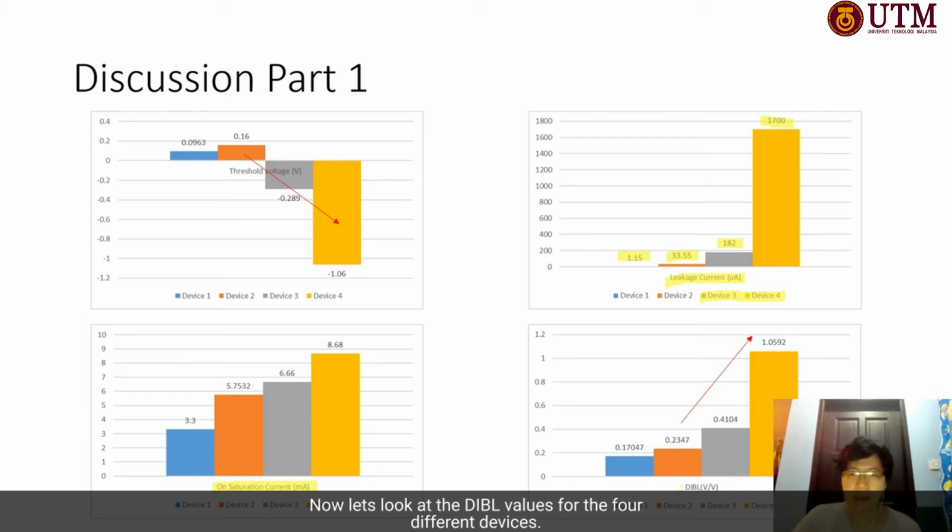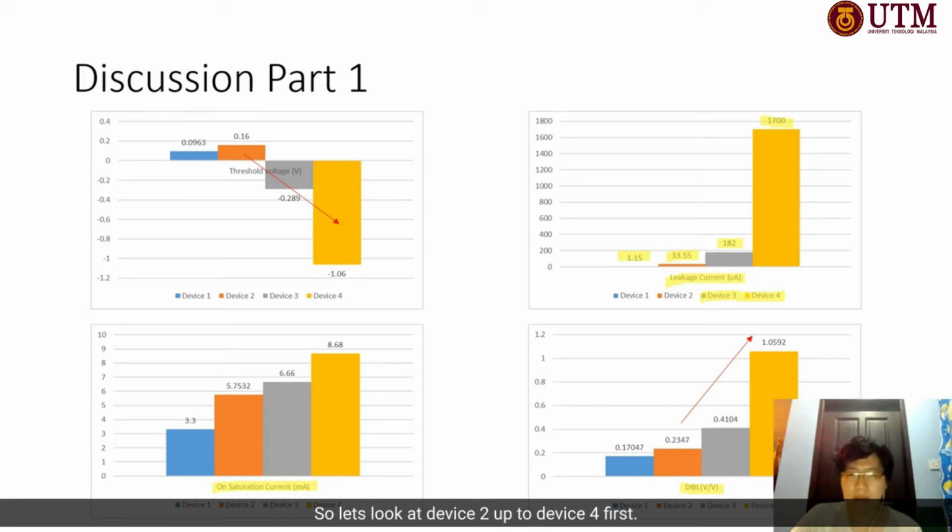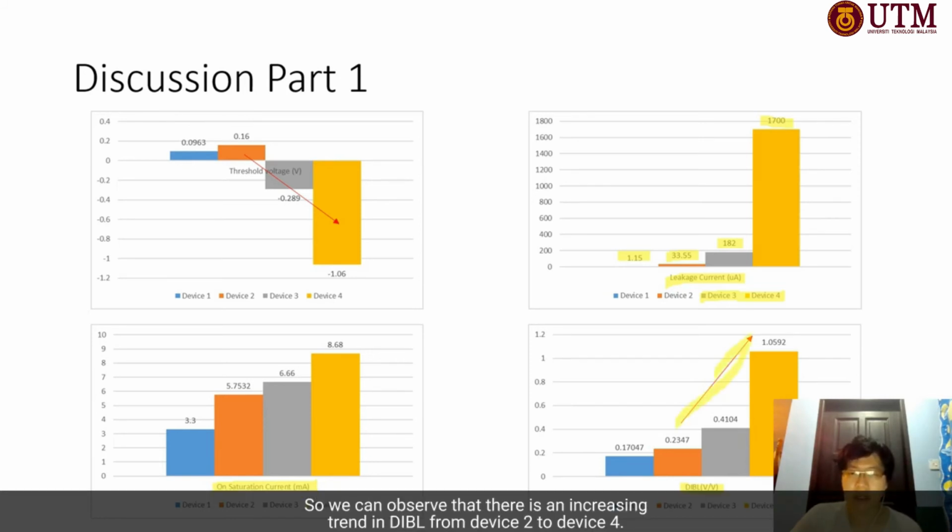Now let's look at the DIBL values for the 4 different devices. DIBL stands for Drain-Induced Barrier Lowering effect, which can tell us, number 1, how much the threshold voltage is being reduced, and number 2, how severe the punch-through effect is. Because in literature, punch-through is sometimes referred to as subsurface DIBL. So let's look at device 2 up to device 4 first.